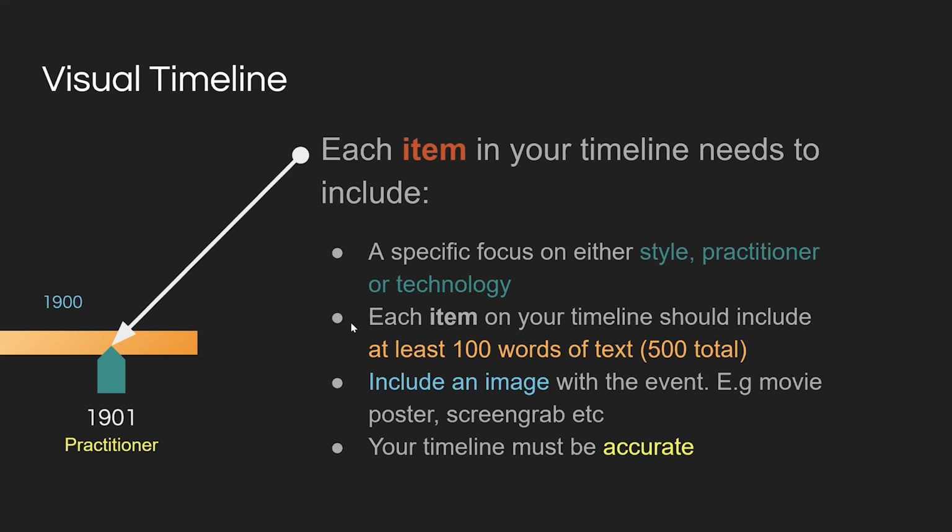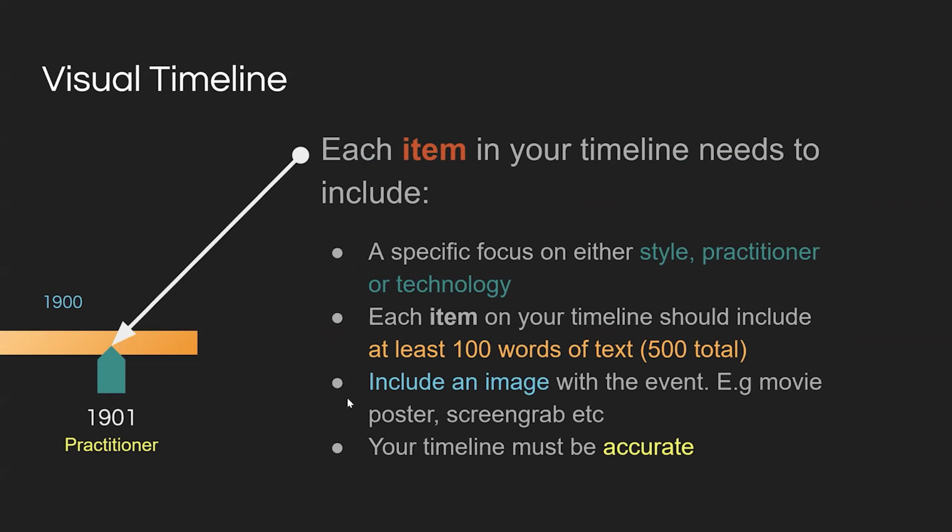So that means when you write each of your 5 items, you will end up with 500 words of text. Of course, you can write more than that because the bracket is from 500 to 1,000 words. So you might find that each item is really ranging between 100 and 200 words.